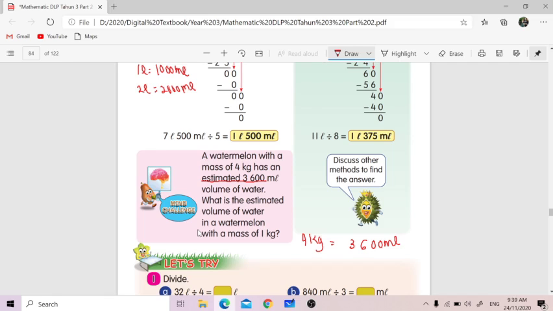Okay, so what is the estimated volume of water in a watermelon with a mass of 1 kilogram? So 1 kilogram berapa estimated? How many ml? Okay, so students, try to find this answer. What is your answer for this? Maybe I will do this as your quiz as well. Okay, that's all for today. Please answer my quiz and please answer your activity book.